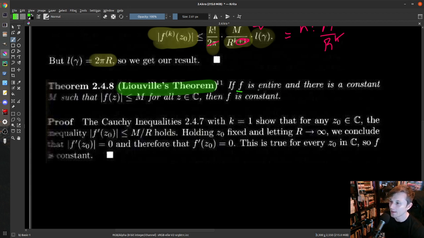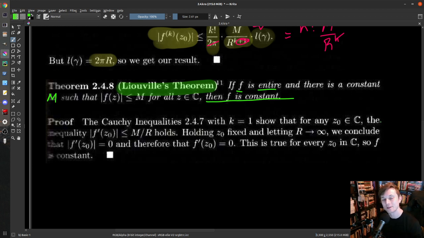Anyways, Theorem 2.4.8, the inaptly named Liouville's theorem. If f is entire, meaning analytic everywhere, and there is a constant M such that in modulus |f(z)| is less than or equal to M for all z in the complex plane, then f is constant. There are no bounded entire functions that aren't constant. Every bounded entire function is constant. If you have an entire function that's not constant, it's unbounded. It grows as big as you want it to.